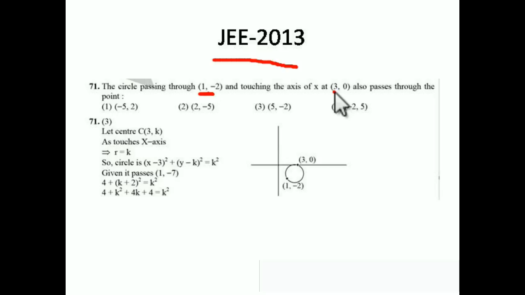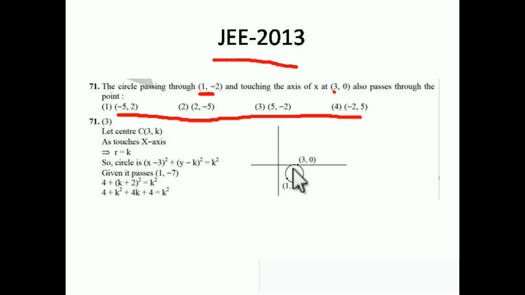We know that the circle is touching the x-axis at 3 comma 0, and they ask that out of these 4 points, the circle is passing through which point also. To find the correct answer, we have to find out the equation of the circle.